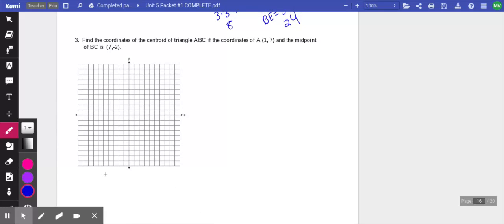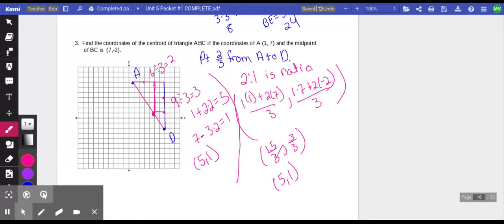To find the coordinates of the centroid of triangle ABC, find the midpoint of BC is 7, -2. Okay, so since I'm looking for the centroid, which is 2/3 from A to D, what I want to do is partition. So I want it to be the ratio of 2 to 1. So if I'm doing it graphically, from A to D horizontally is 6. So I divide it by 3, which means each section is 2 units. So from A, I go over 4. So I do 1 plus 2 times 2, which gives me the x-coordinate of 5.